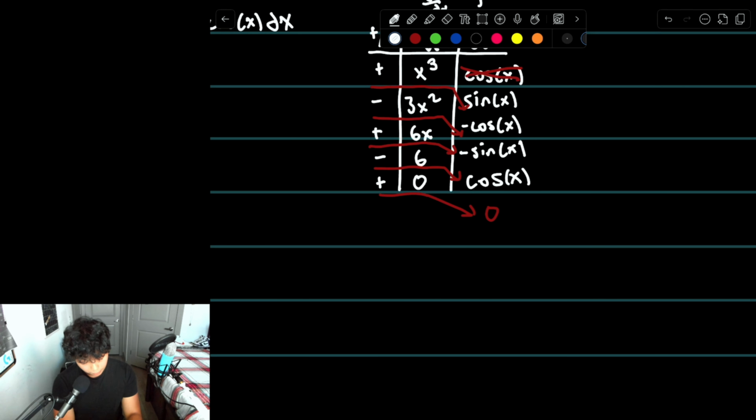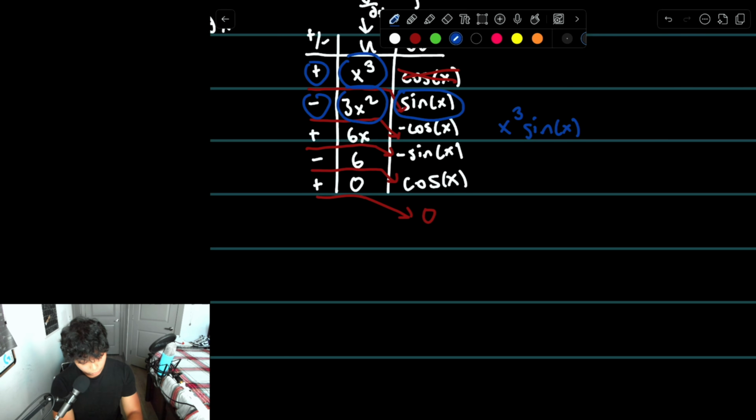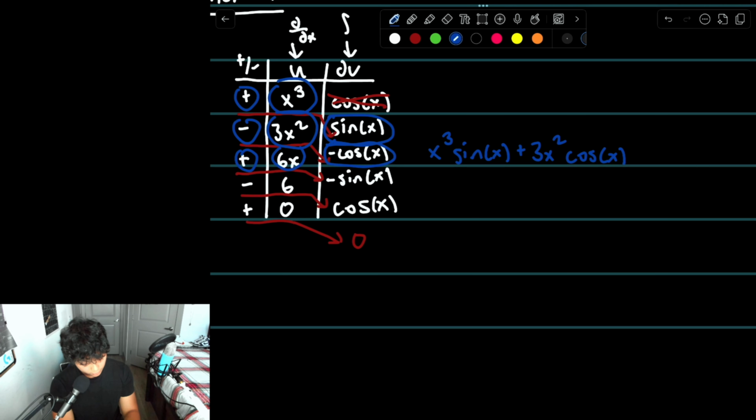And then we just add up the product of every single one, which in this case, a positive times x cubed times sine of x will just leave us with x cubed sine x. Multiplying a negative times 3x squared times negative cosine x will just give us positive 3x squared cosine x. Multiplying a positive 6x and negative sine x will just give us a negative 6x sine x.